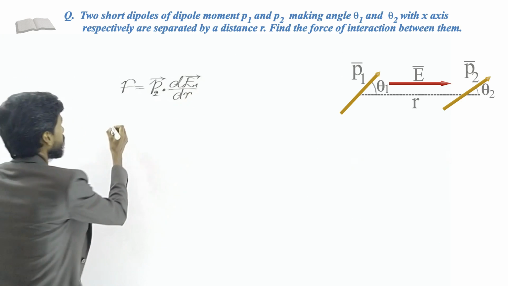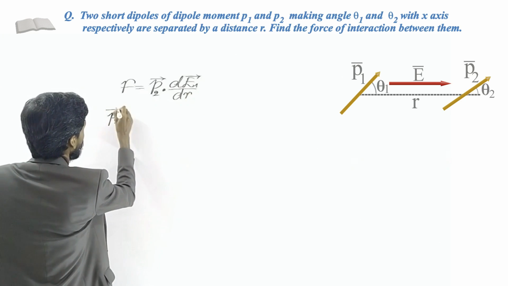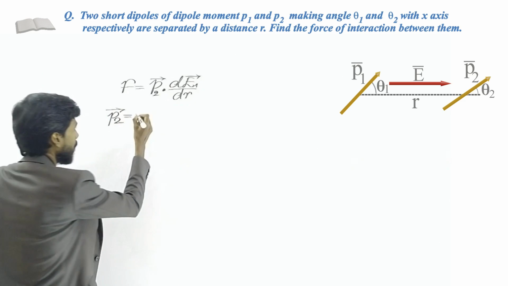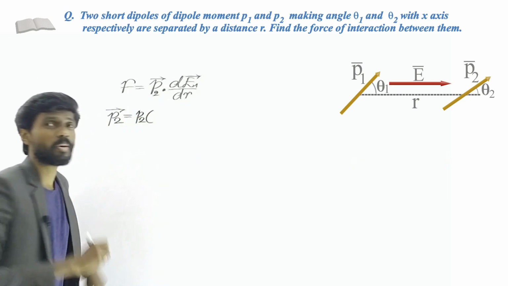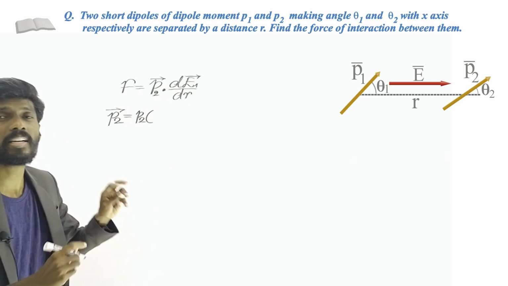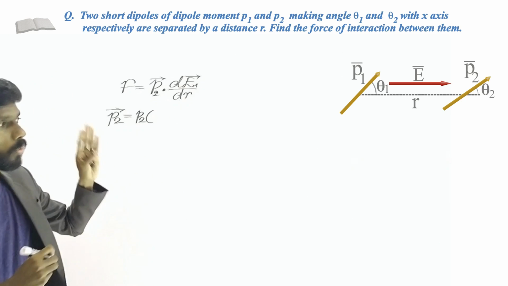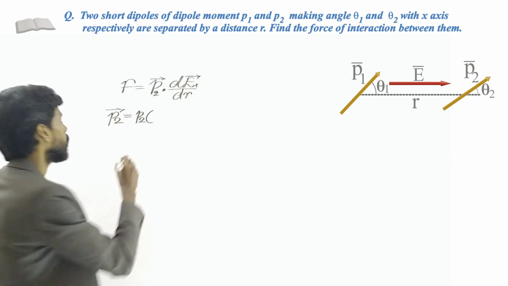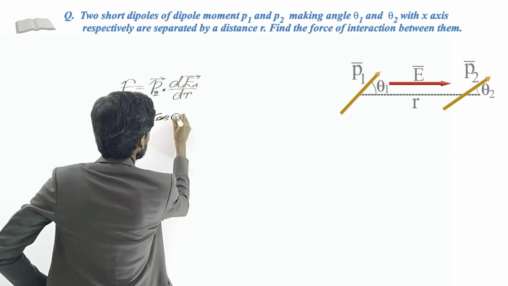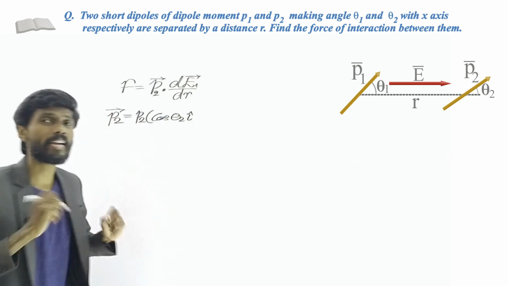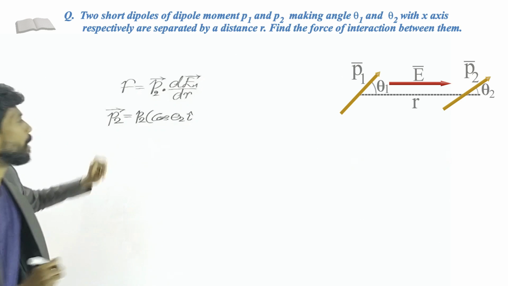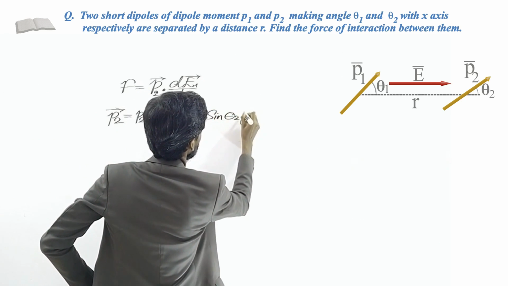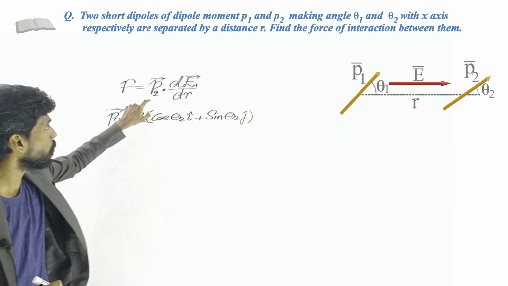Let us find P2 vector. P2 vector is the vector form of the dipole moment of the second dipole. The scalar magnitude, that is P2 only, multiplied by the vector along that dipole moment. That makes angle θ2 with the horizontal, so we can take the projection in these two directions, horizontal component and vertical component. What is the horizontal component? It makes angle θ2, which means cos θ2 is the horizontal component multiplied by i cap, horizontal direction. Similarly, it has a vertical component, so sin θ2 j cap, vertical component. Done. So we have found the value of P2 vector.